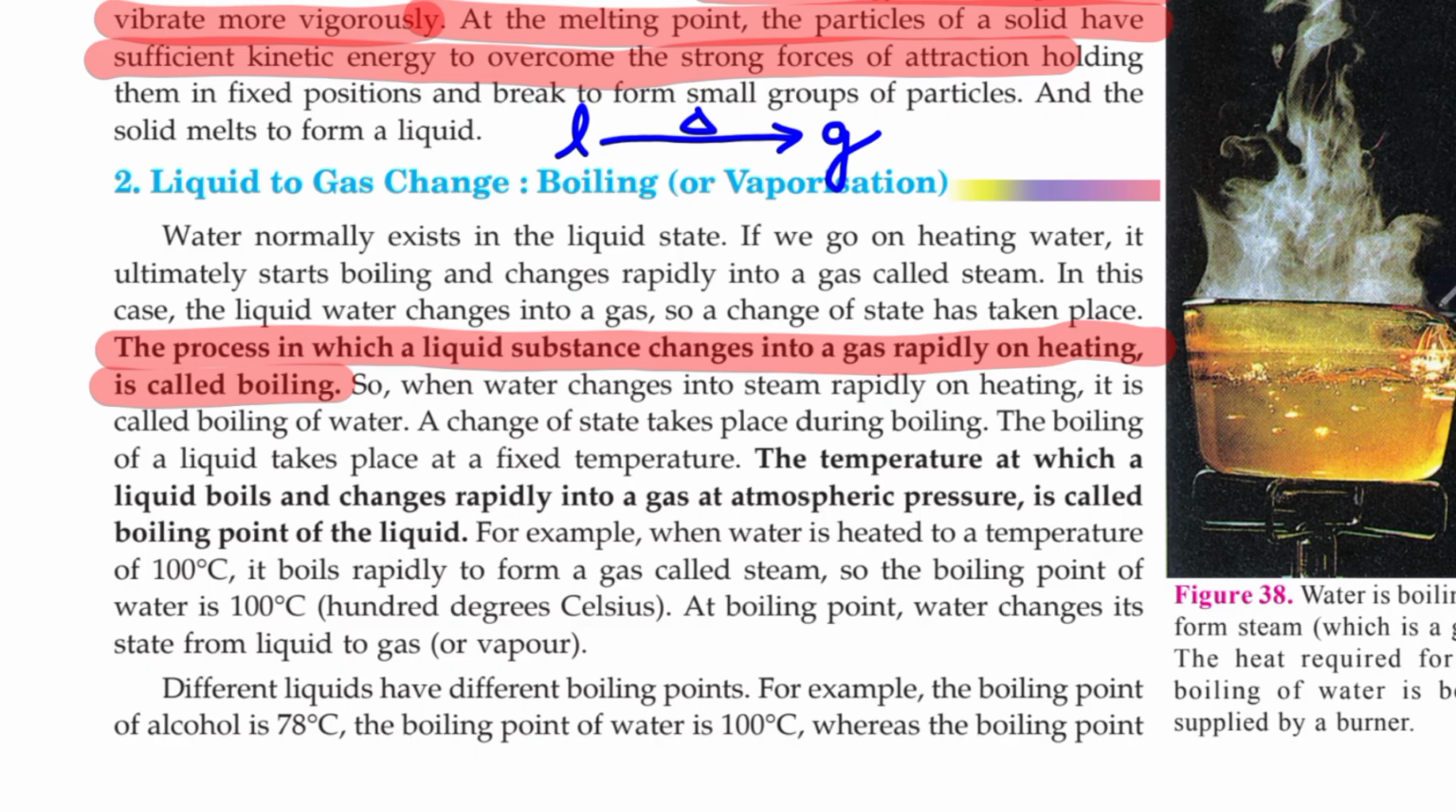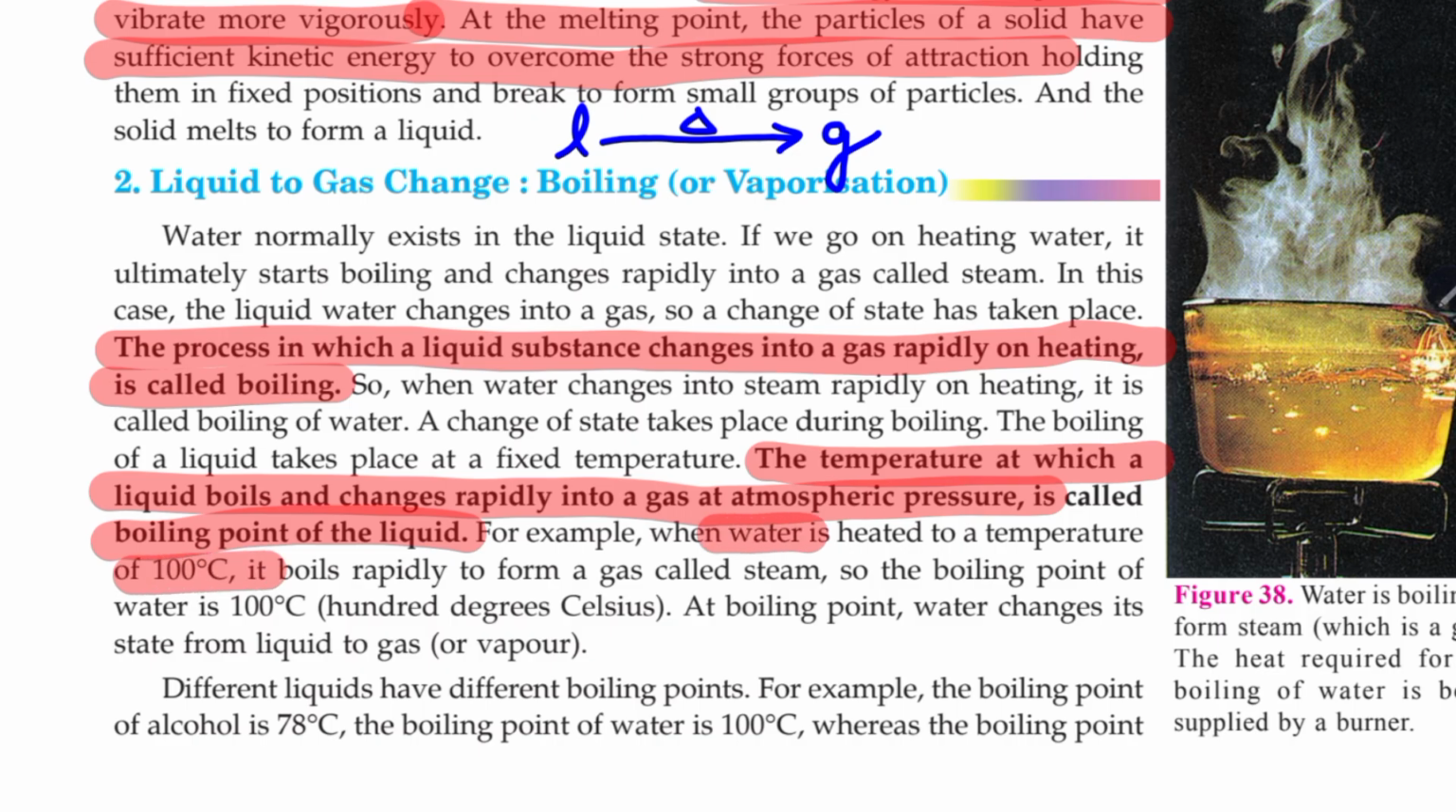Now, vaporization and boiling: see, I'm using the term vaporization, I'm not saying evaporation, because evaporation is a natural phenomenon. And if I undergo boiling of a liquid, I am applying heat externally. So it's an external factor which is affecting the change of the state. The temperature at which a liquid boils and changes rapidly into the gas at atmospheric pressure is called the boiling point of the liquid. So water boils at 100 degrees Celsius, we all know.